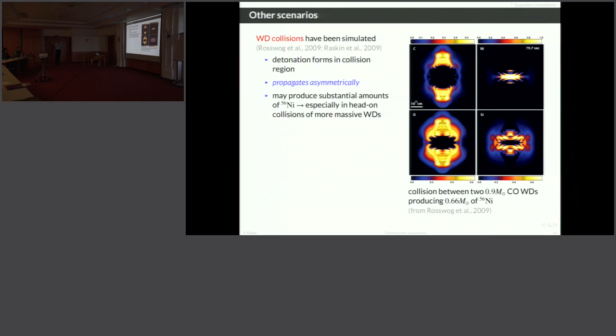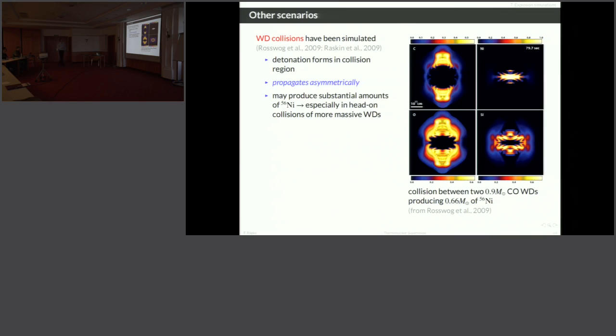Okay, so last slide, other scenarios. There have been other scenarios for thermonuclear explosions of white dwarfs suggested, but for not many of them have actual numerical simulations of the explosion phase been presented. An exception is the collision between two white dwarfs. White dwarf collisions have been simulated by two groups, by Stephan Rosswog and collaborators and by Cody Raskin and collaborators. They looked into slightly different setups. Stephan Rosswog looked into straight head-on collisions only with rather massive white dwarfs, and Cody Raskin looked into grazing collisions as well, with certain impact parameters.